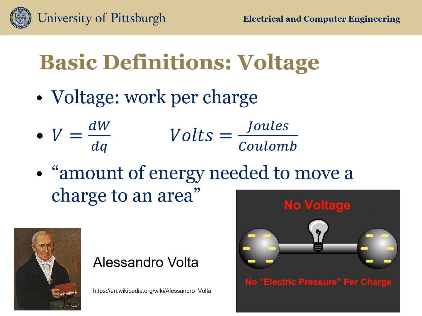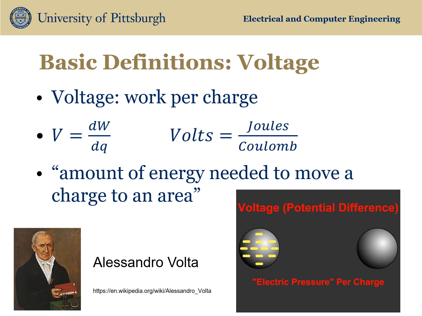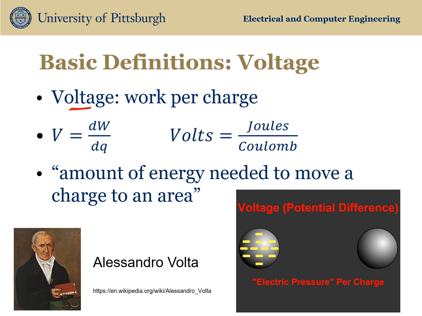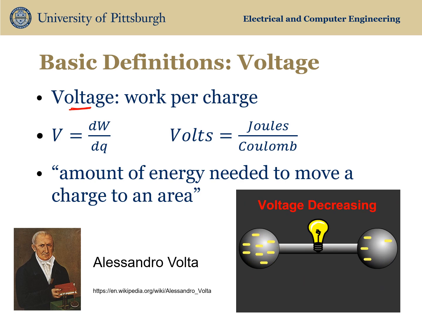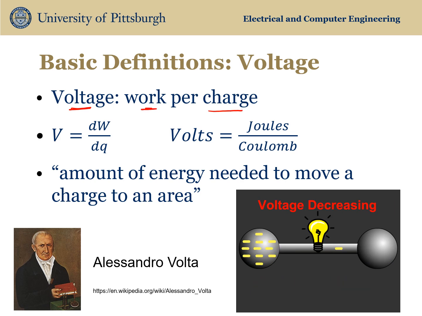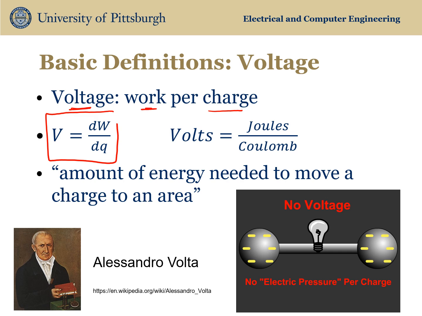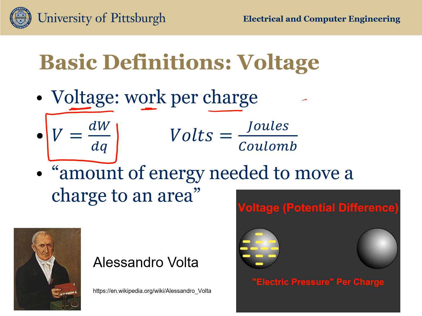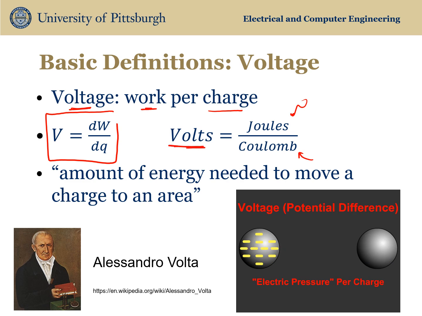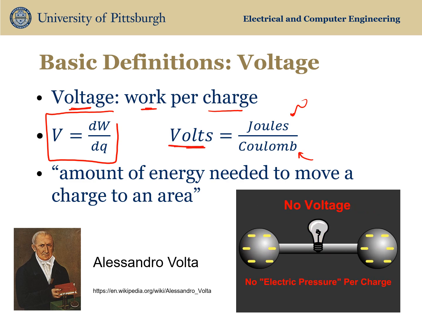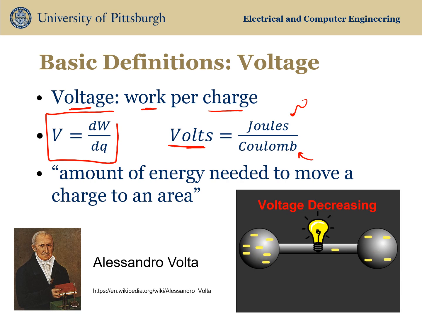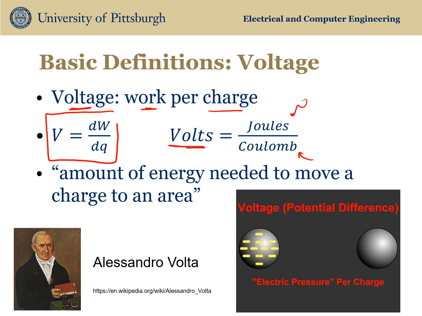So when we have this work in the electric field, we have a voltage develop, like a potential difference. The voltage by definition is the amount of work needed to move one charge. So by definition, v is equal to dW over dQ. The unit of W is joule and the unit of charge is Coulomb, together making the unit for voltage, which is volt. You can think of volt as the amount of energy that you need to move a charge to an area.